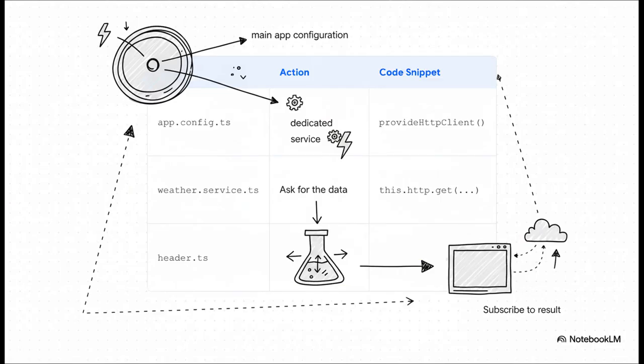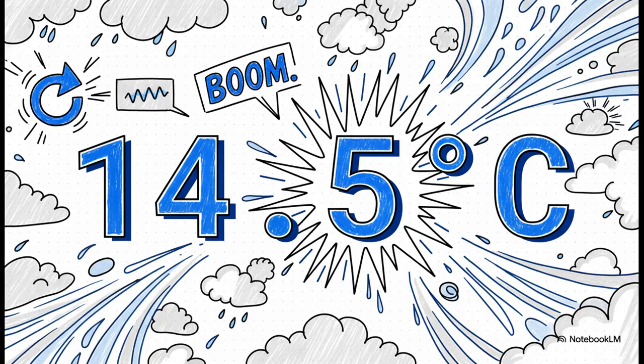So what does this look like in the code? Well, it breaks down into a really simple three-step process. First, in our main app config file, we tell Angular we want to use the HTTP client tool. Second, in a service, we use that tool to make the request, which gives us back our observable. And finally, in our component, we subscribe to that observable, basically telling it, hey, let me know when the data gets here.